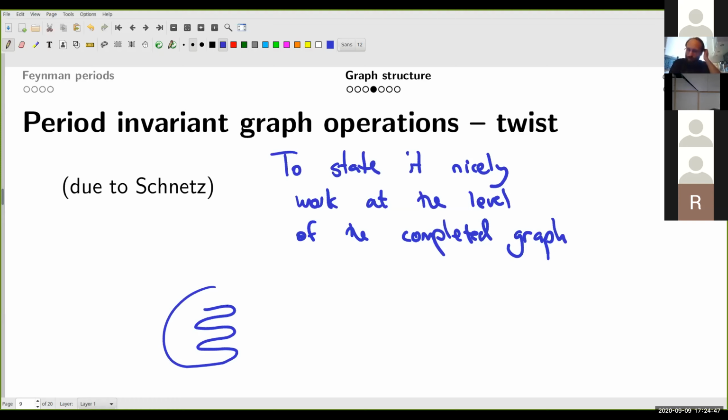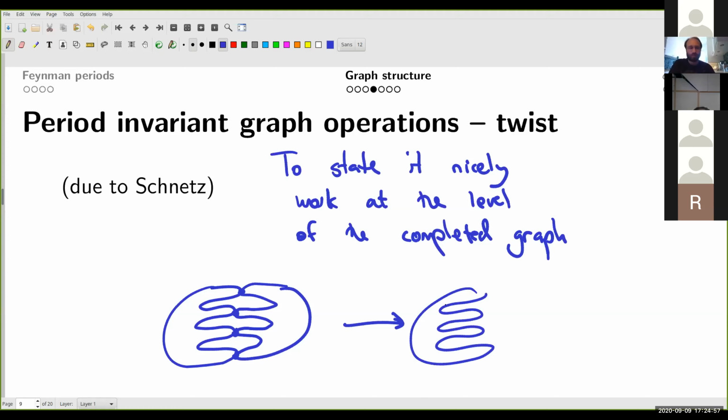It looks like this. So here's your graph. There are 4 vertices here. And now what do you do? You keep one side the same, and you make the other side look like this. Okay, and it takes a little practice to draw that, but anyway. And now these periods are the same. Well, these are the completed guys. So you have to decomplete, and then the periods are the same.